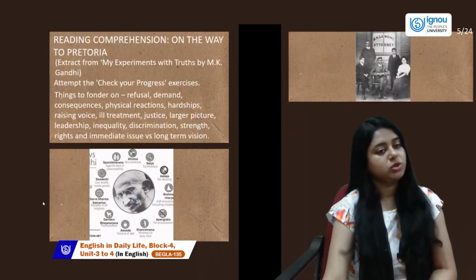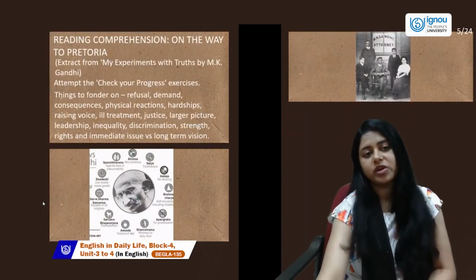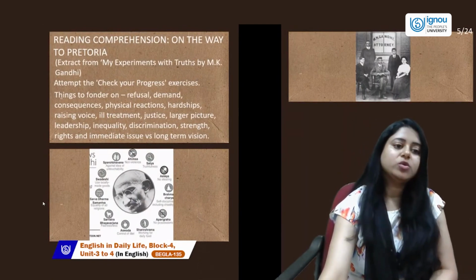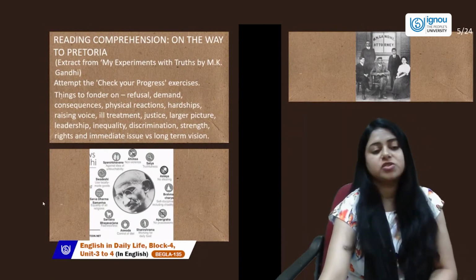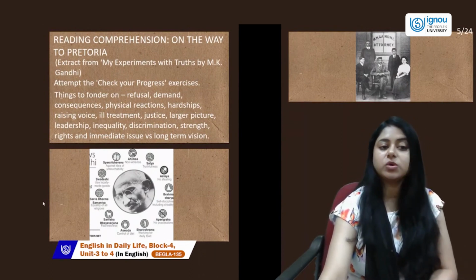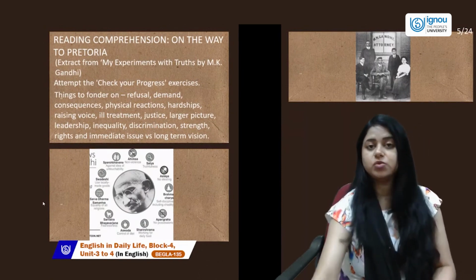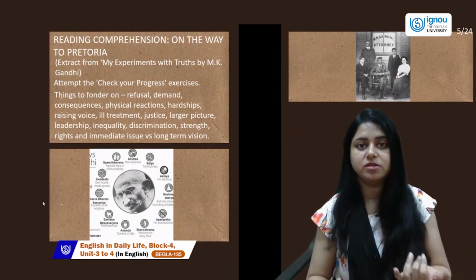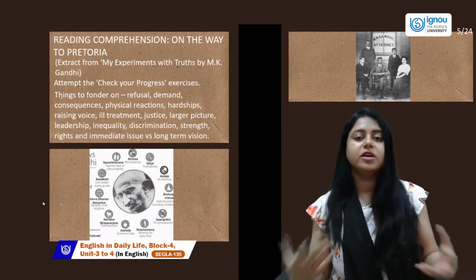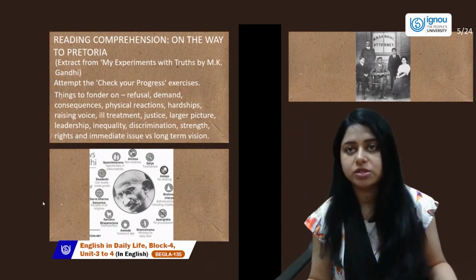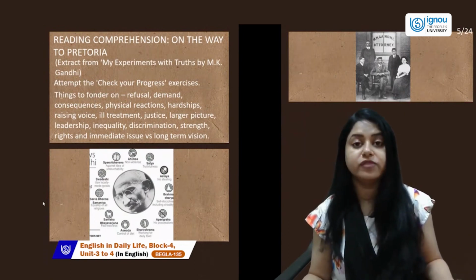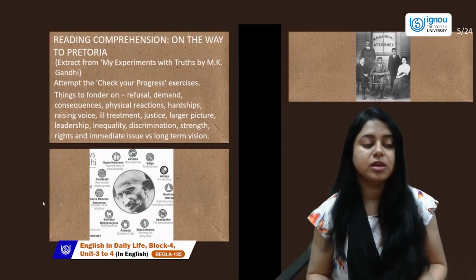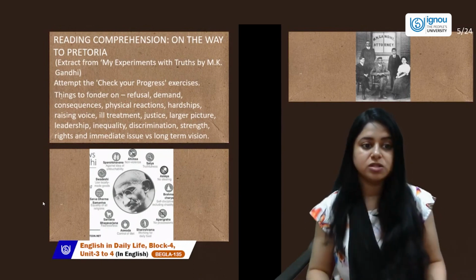Reading comprehension: On the way to Pretoria. So you have this comprehension passage in your textbook. You can go through them. And again, the things to ponder on are refusal, demand, consequences, physical reaction. So what happened in this episode? There was refusal, okay, refusal to comply with something that Gandhiji found discriminatory. So the demand that he made, okay, what was the consequence of that demand?